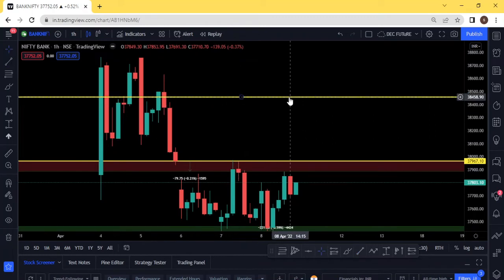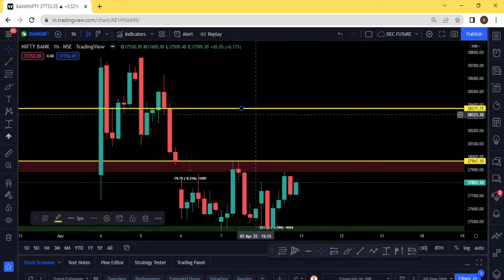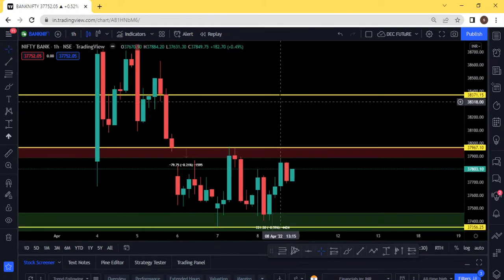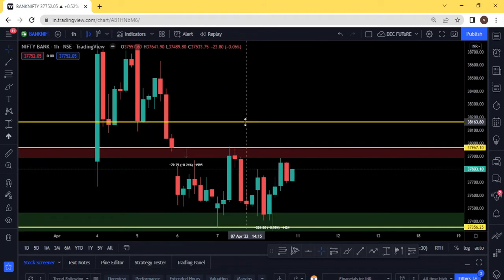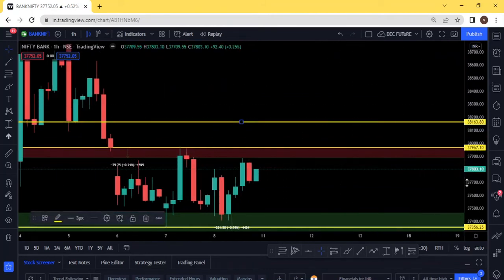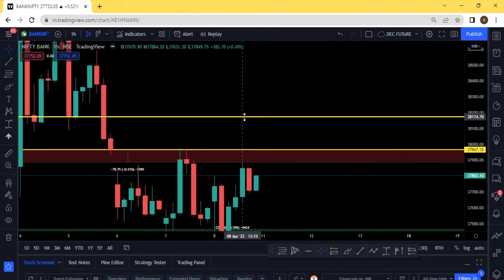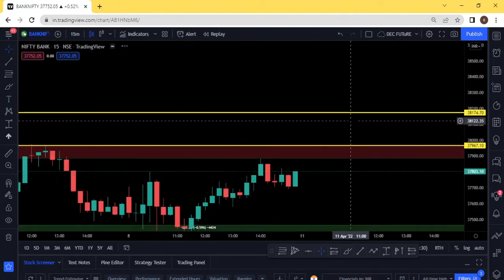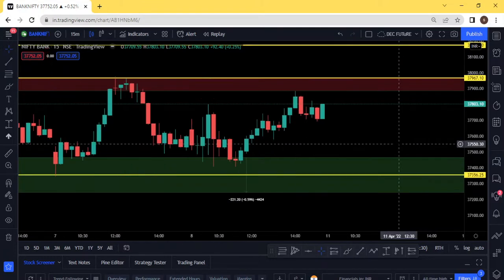Now I'm also going to mark this level here. It's very far away though, but we will mark it. Now I can see one more interesting level here anyway, right? 38,200 should be an area for us. Now we will go into a smaller time frame, 15 minutes, trying to see if there are any trade setups that I can foresee.